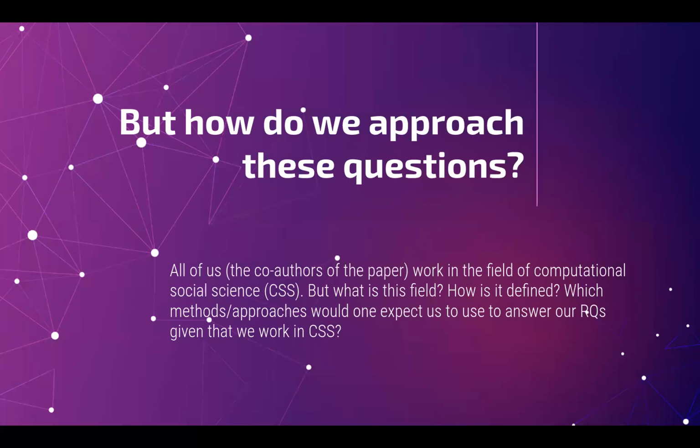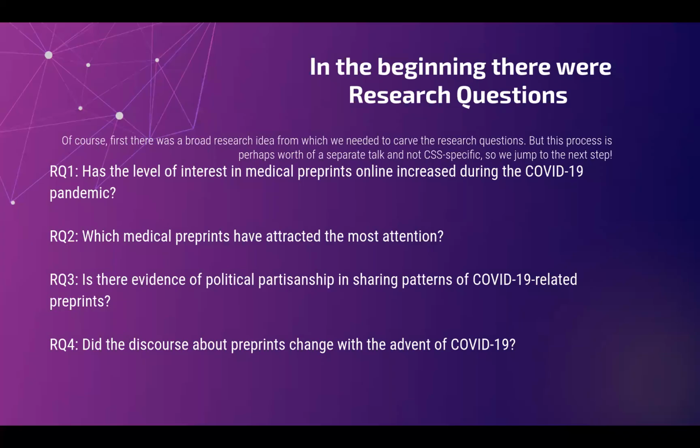But how do we approach these questions? Naturally, all of us, the 4 co-authors of the paper, are situated in the field of computational social science. We naturally approach the questions with computational social science methods, data and approaches. If we were working, for example, in classical social science, we would probably use different methods and different data sources.